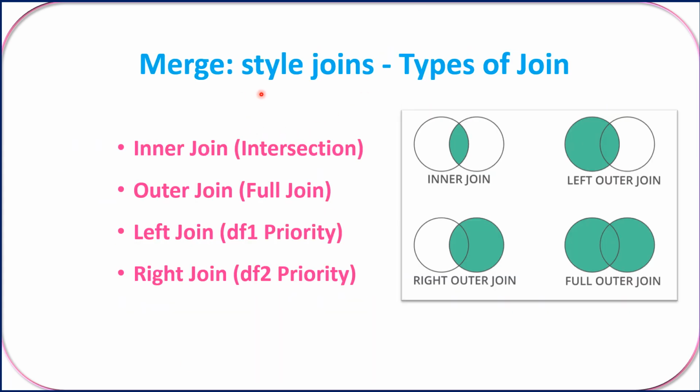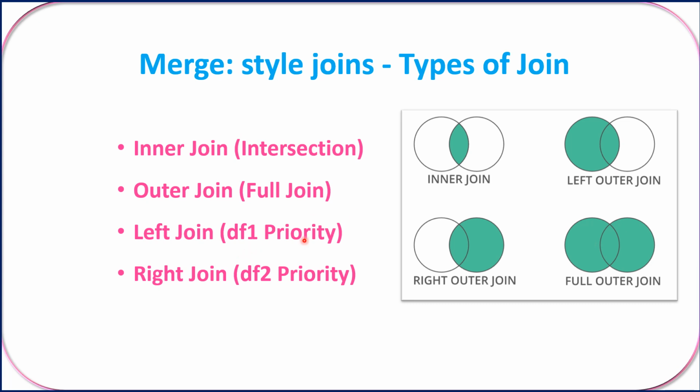So first, to do the merge, we should know what are the different types of joins available. Here we have four types of joins: inner join, outer join, left and right join. When you talk about inner join, that is the intersection. You can see here when you have two different data sets, the common one will be projected, whereas the outer join is showcasing the entire data available in the two sets.